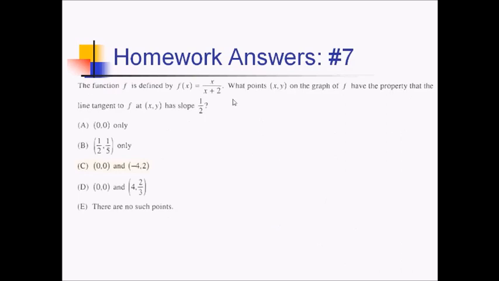Number 7 is a fun one. We've got this function x over x plus 2. We want to know what points on the graph of f have the property that the tangent line at that point has a slope of 1/2.